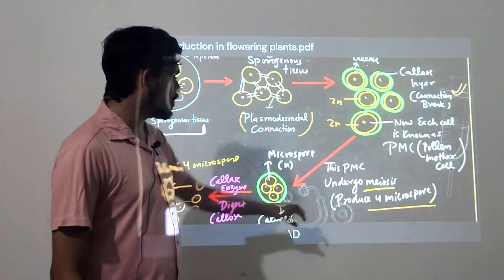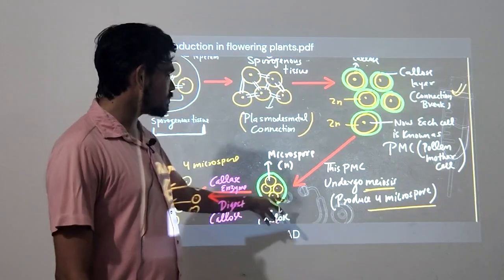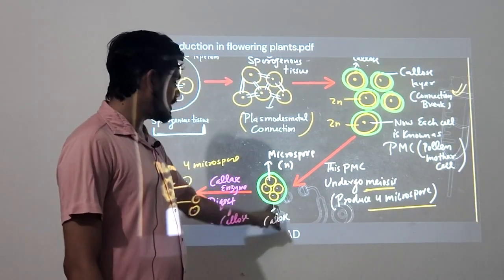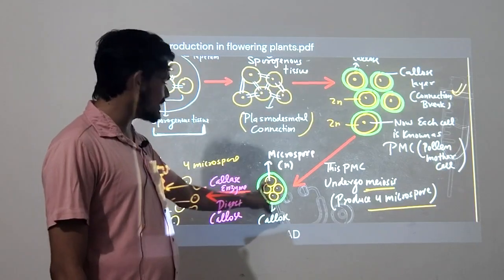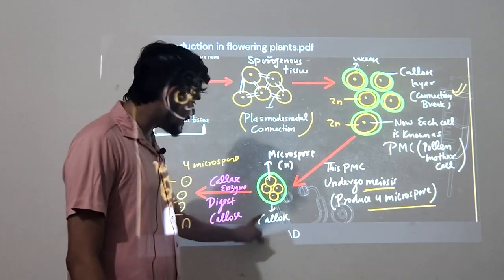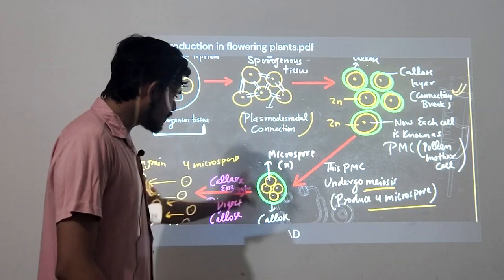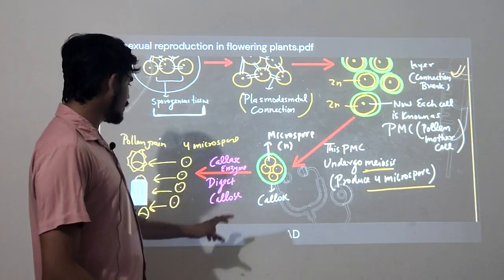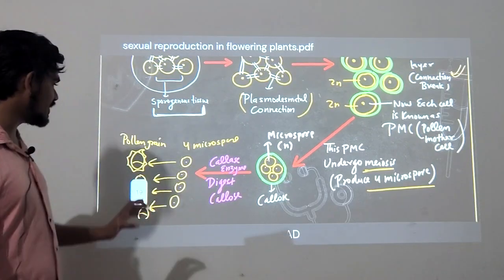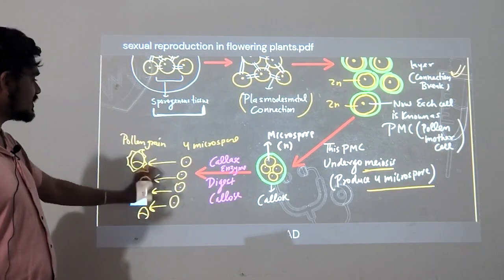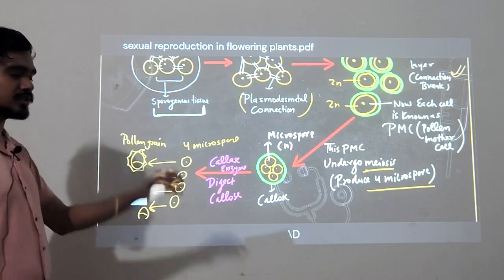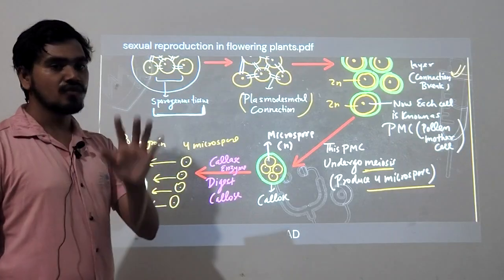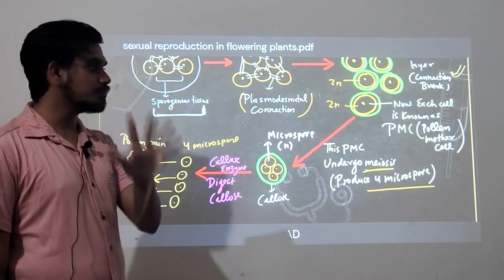That pollen mother cell undergoes meiosis, a reductional process, and produces 4 microspores. Around them we find a layer of callose, so the microspore tetrad is not yet freed. We need to digest this callose, and for that digestion the tapetum releases callase enzyme, which digests the callose, and all 4 microspores are freed. After that mitosis and differentiation take place, and the microspore is converted into a pollen grain. So from one pollen mother cell, 4 microspores, or we can say 4 pollen grains, are formed.